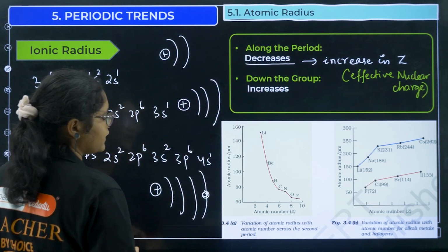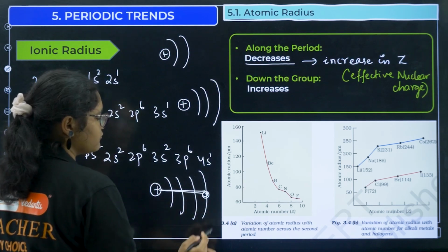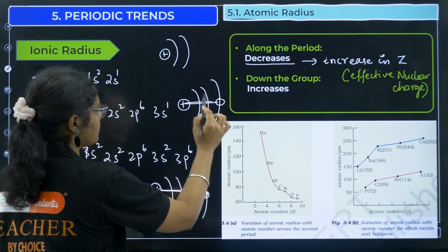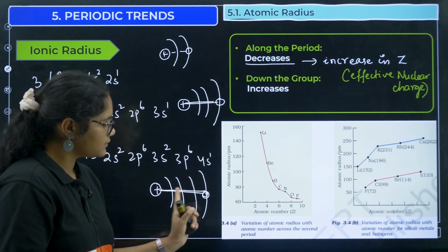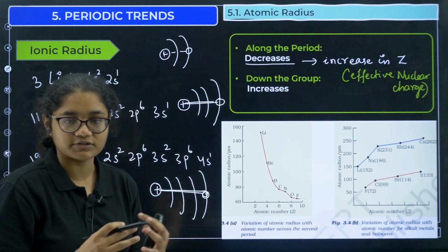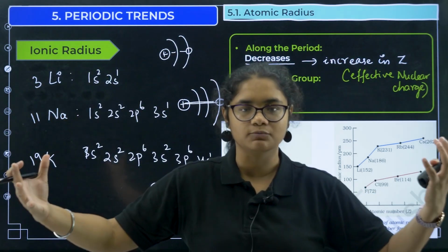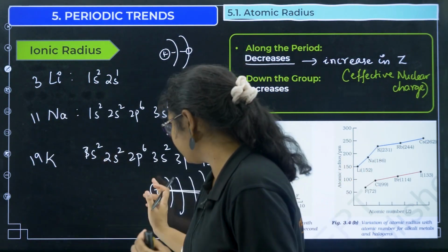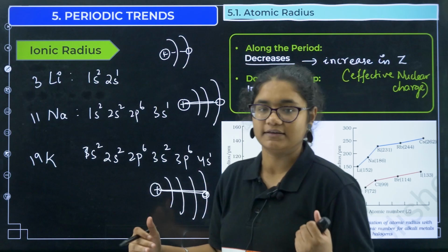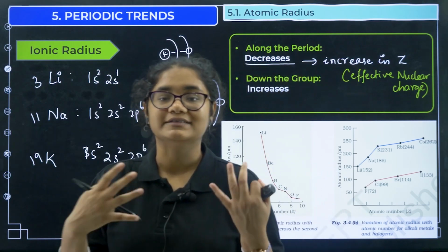The outermost electron is very far away from the nucleus. Here it is somewhat far away from the nucleus, and here it is very close to the nucleus. Now when this one is very far from the nucleus, the force of attraction will be less, right? Distance is more, force of attraction will definitely be less, and if that is less, what we can say is that the size is increasing, right? So down the group the size increases.